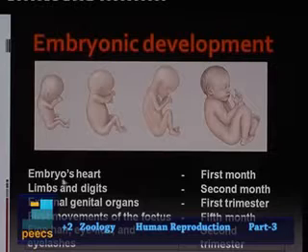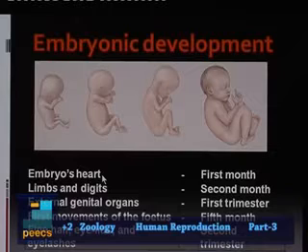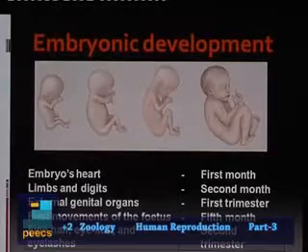Here a table is given for you. From this table you can clearly understand the main features developed during different times. The embryonic heart will develop in the first month of pregnancy. The doctors, with the help of a stethoscope, can hear the heartbeat in the first month itself. Okay. Is it interesting? Now what happens next?